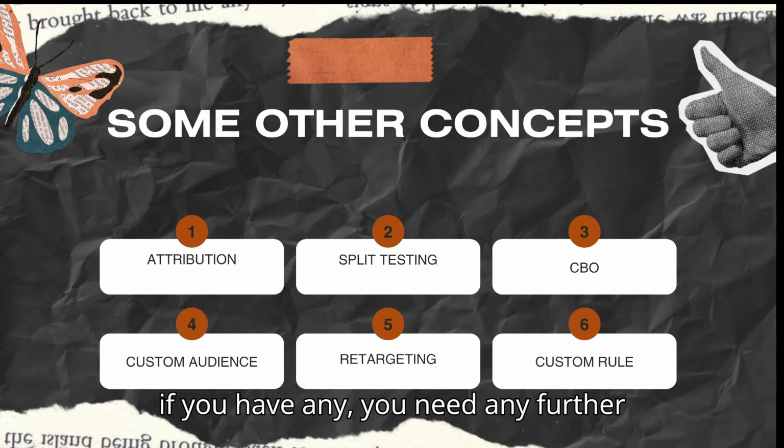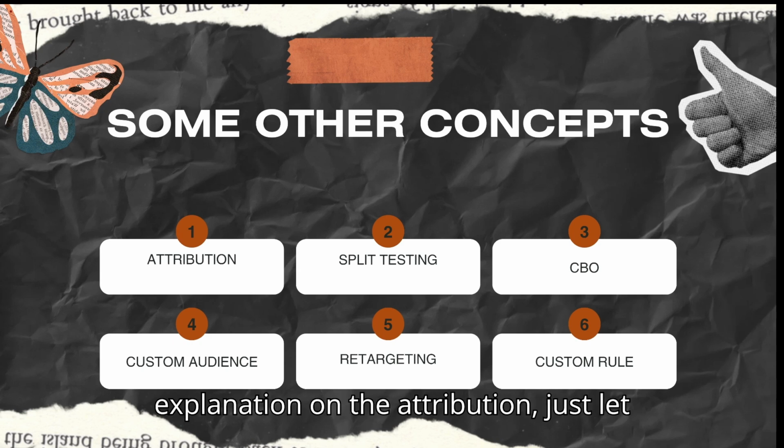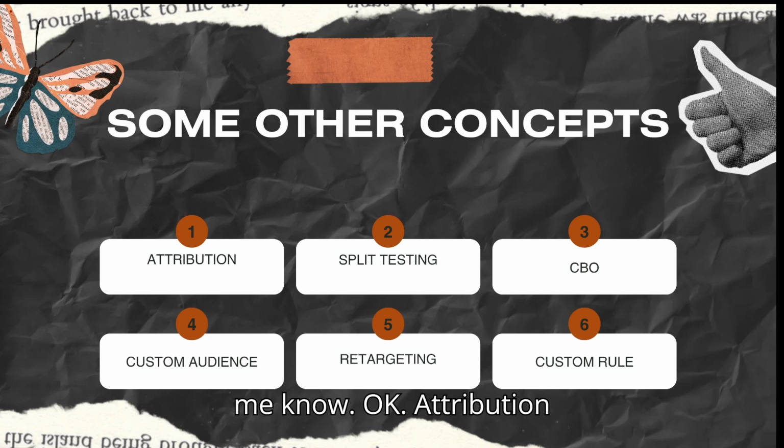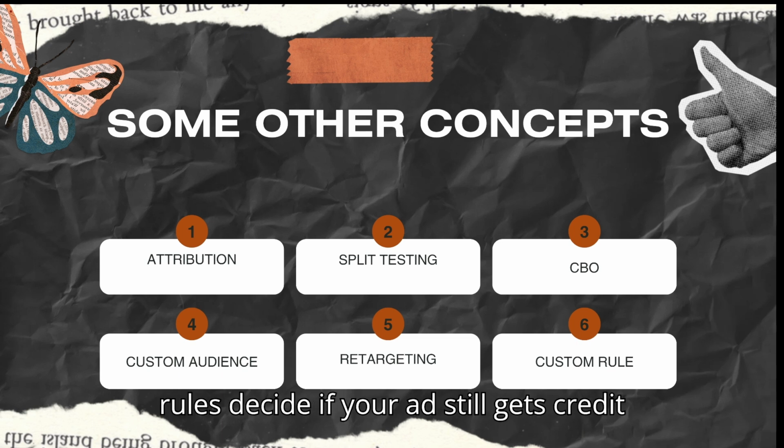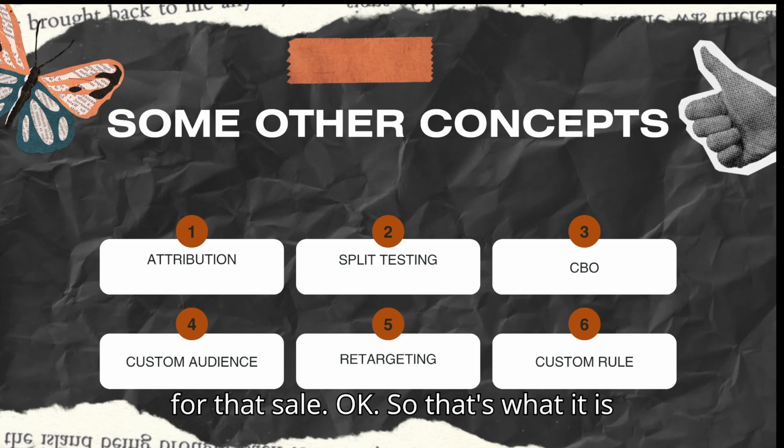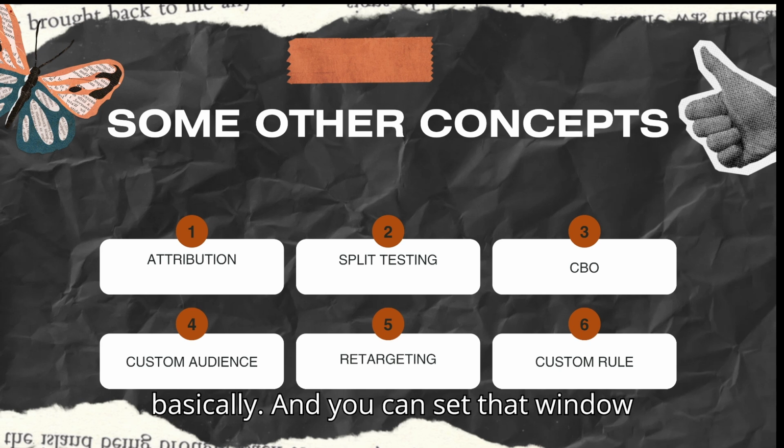So if you need any further explanation on the attribution, just let me know. Attribution rules decide if your ad still gets credit for that sale. So that's what it is basically, and you can set that window yourself.